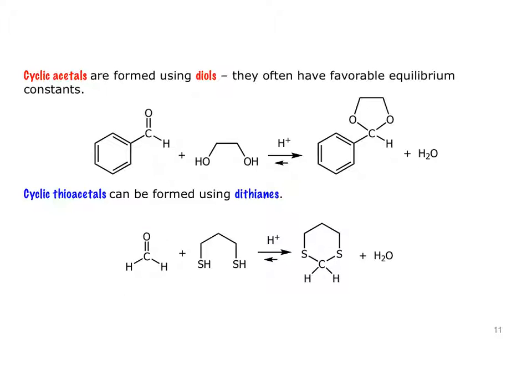Thiol groups are structurally and electronically very similar to alcohols, and so thiols will react with aldehydes and ketones and form very similar structures. These are called dithianes, and these have a lot of different uses in the laboratory. These reactions are even more favorable, as it turns out. The equilibrium constants tend to be greater. So here's another study exercise that I want you to do.